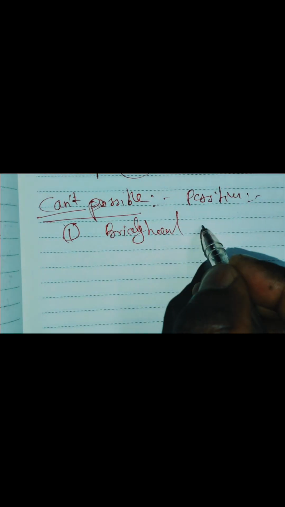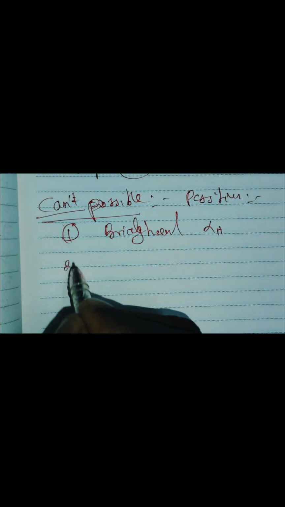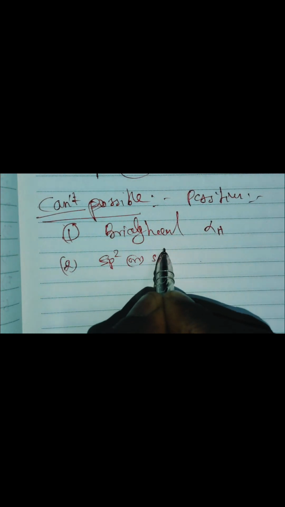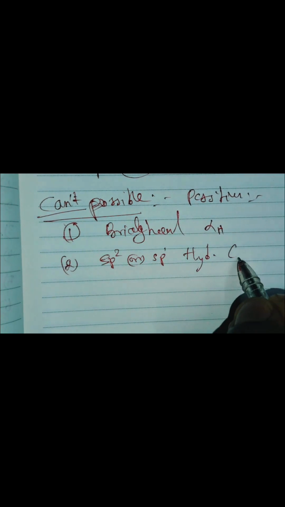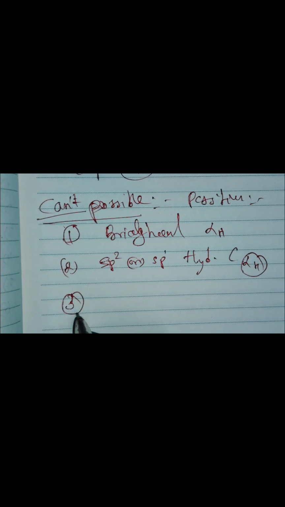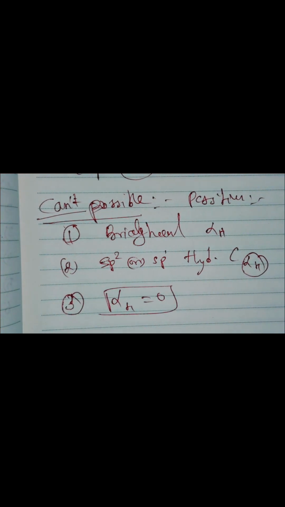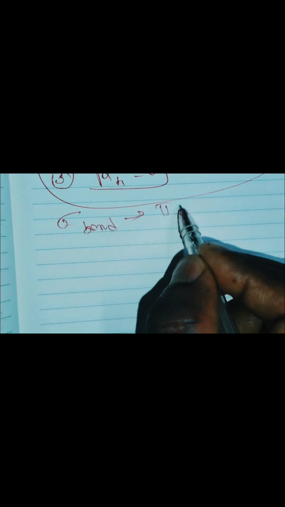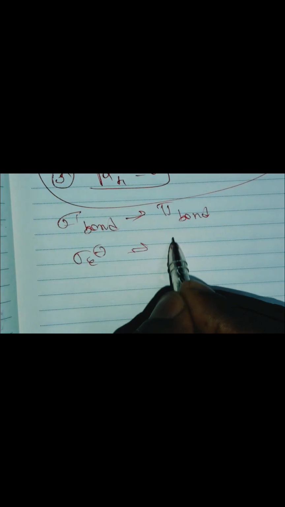The first category is the bridgehead: a bridgehead alpha hydrogen cannot exist. The second category is the alpha hydrogen on an sp2 or sp hybridized carbon, which also cannot exist. And the third category is where alpha hydrogen is equal to 0. These kinds of molecules cannot show tautomerism. The remaining molecules all show tautomerism. In tautomerism, a sigma bond is converted to a pi bond, so the sigma electrons are converted to pi electrons.